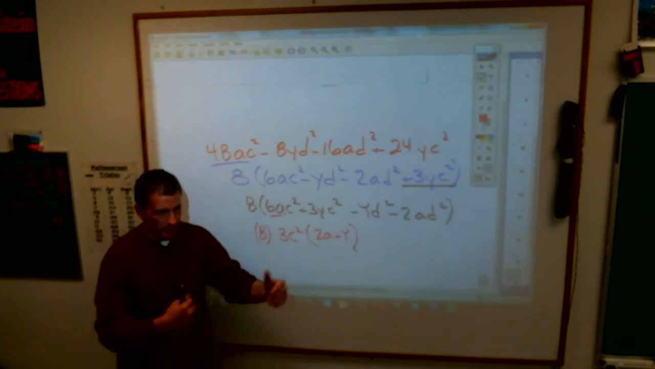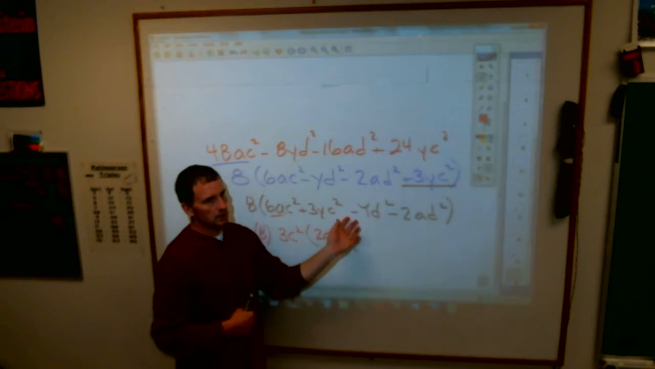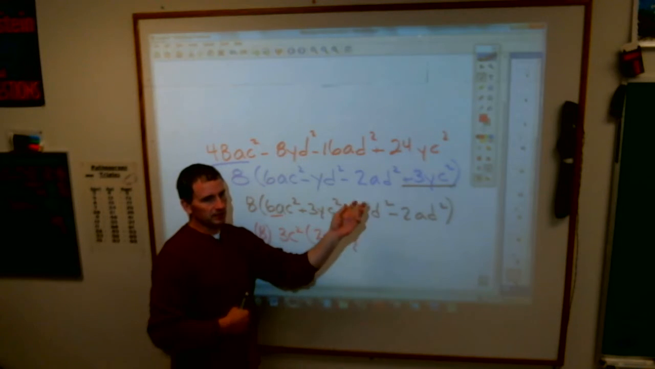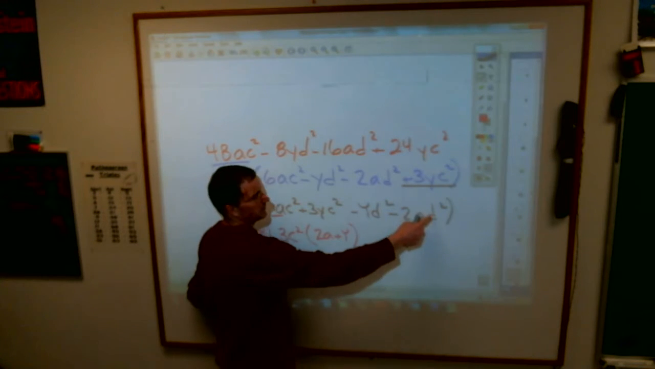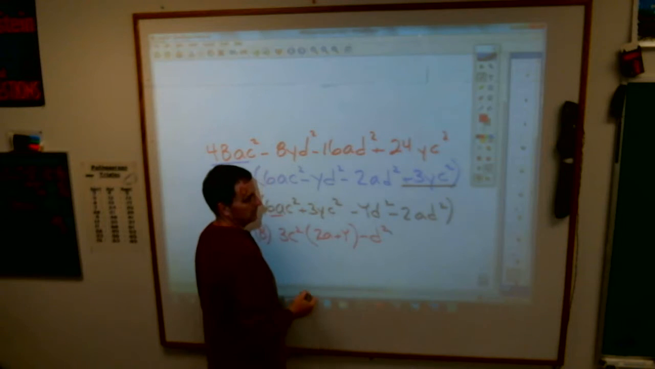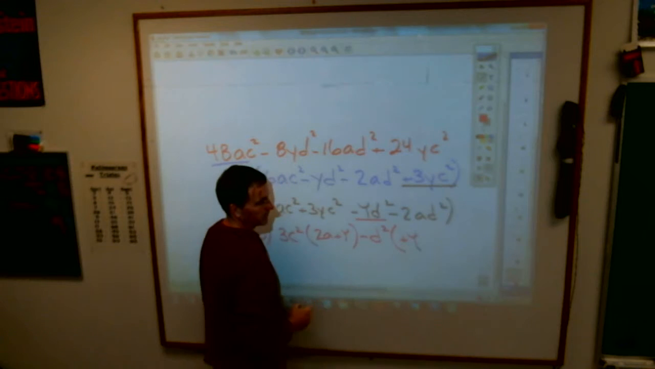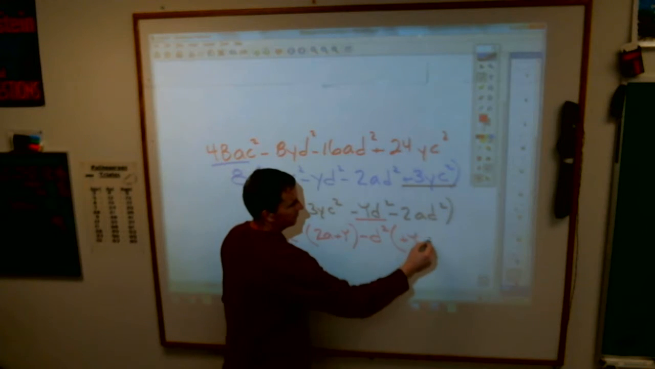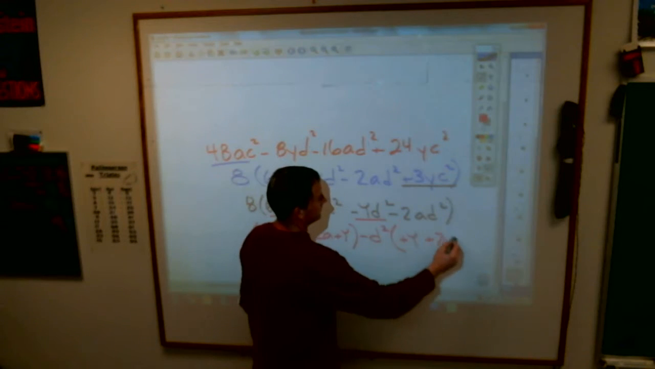So here's where you have to do a little bit of thinking. These are both negatives. So in order to make them positives, I'm going to have to take what out? A negative. What do they both have? So I'm going to take a negative d squared out, which is going to make this a positive y, and it's going to make this a positive 2a.